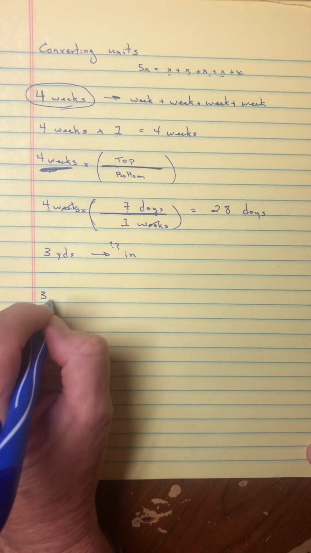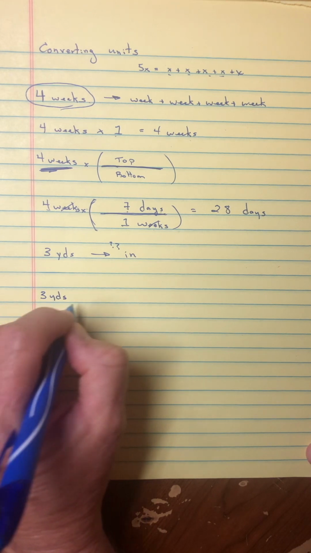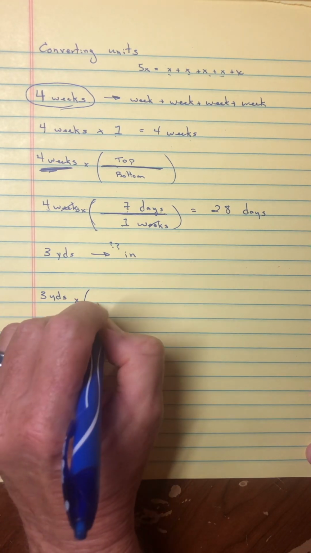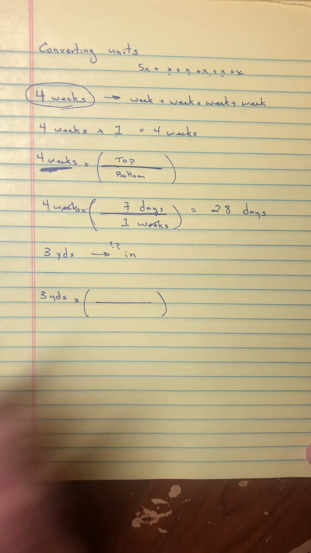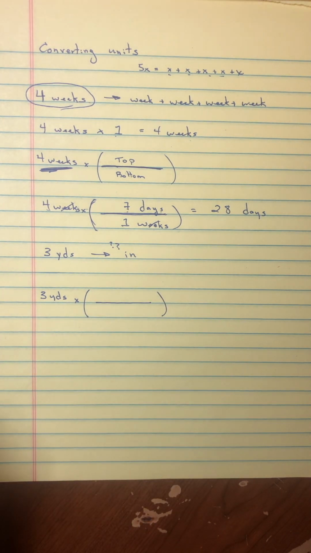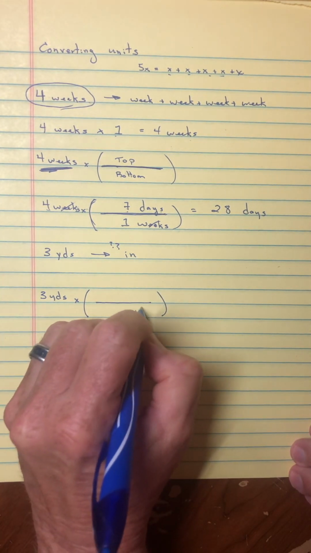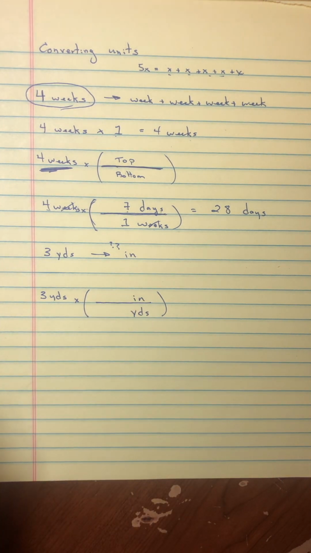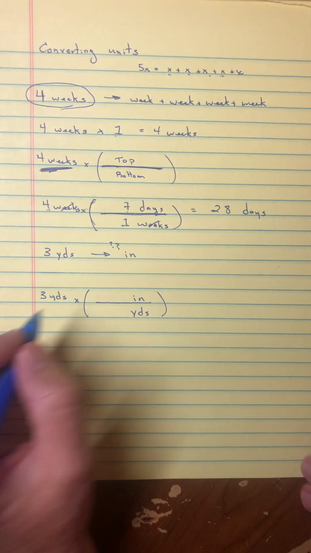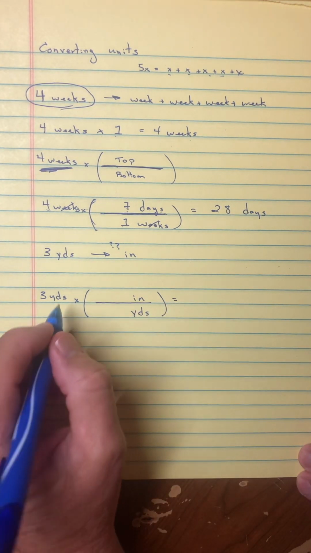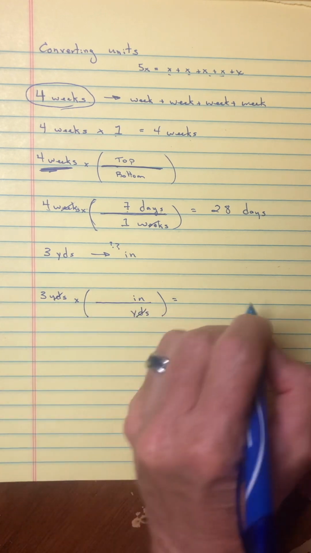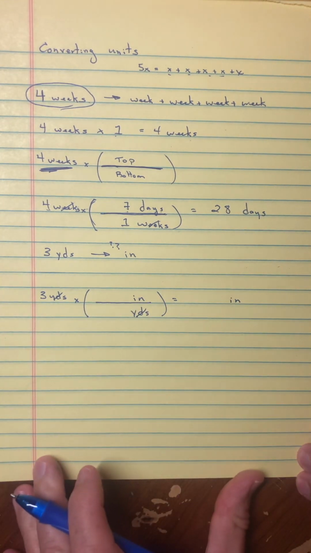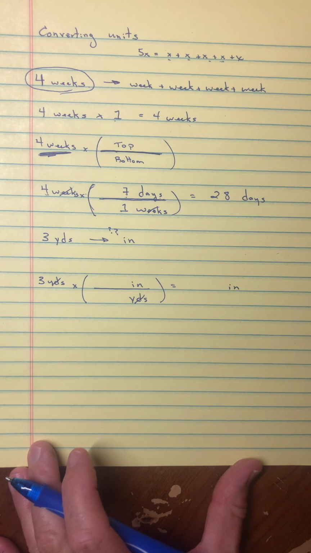Well, let's start with the number of yards and then say, okay, we're going to do a clever conversion. We want to get rid of yards, so I'll put yards in the bottom, and we want to convert it into inches, so I'll put inches in the top. And so again, you can see that yards would cancel with yards, and you would be left with inches. And that's kind of the logic here.